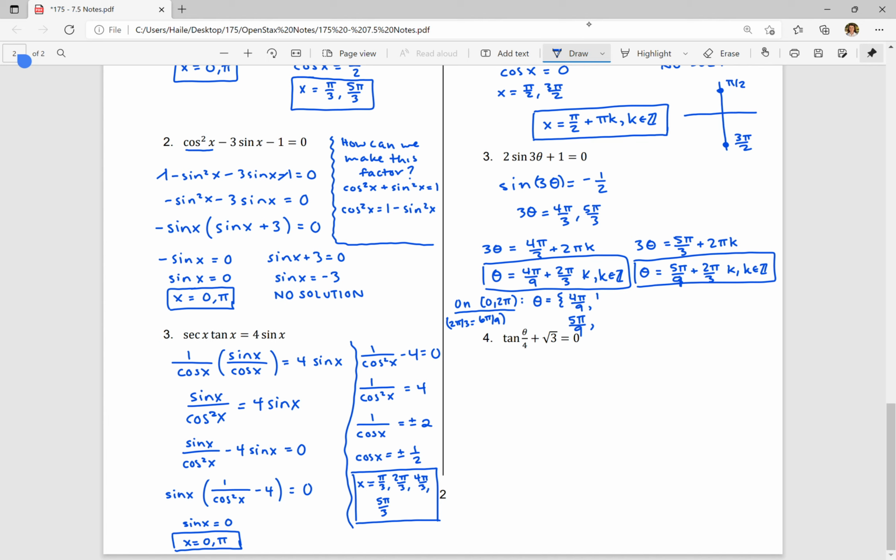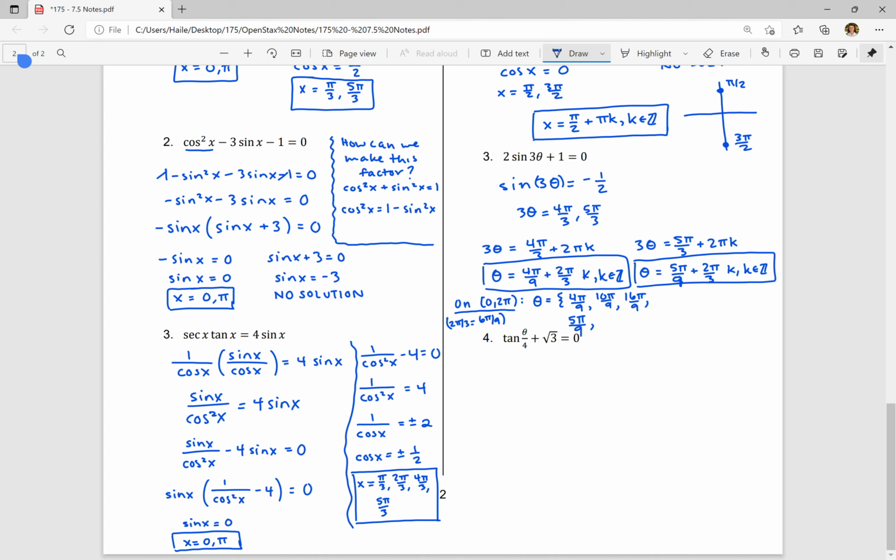So 4 plus 6 gives us 10 pi over 9. 10 plus 6 gives us 16 pi over 9. But if I were to add 6 again, I would get 22 pi over 9, which is bigger than 2 pi. 2 pi is just 18 pi over 9. So for this first solution, I'm done once I reach 16 pi over 9.